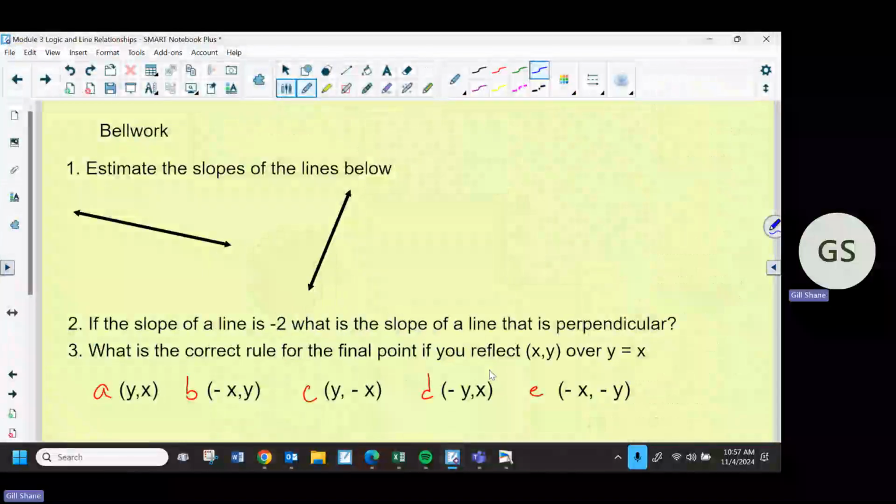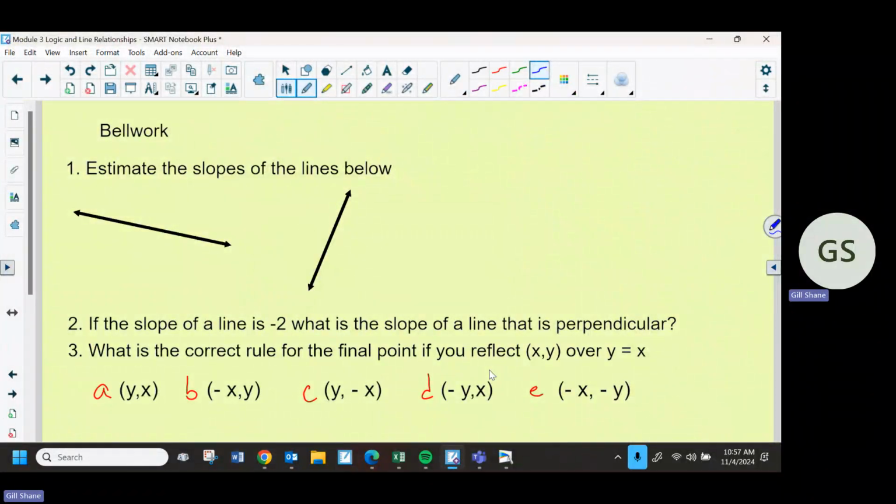So we said if we have two lines, I'm just going to do this bell work. You better have it all down, especially now. Better have all this down when I ask questions later. We're going to come back to this later.